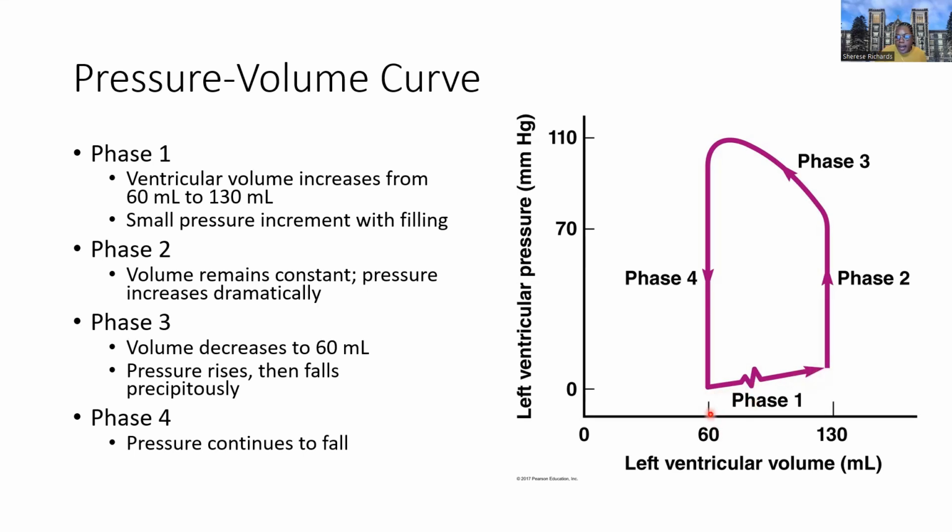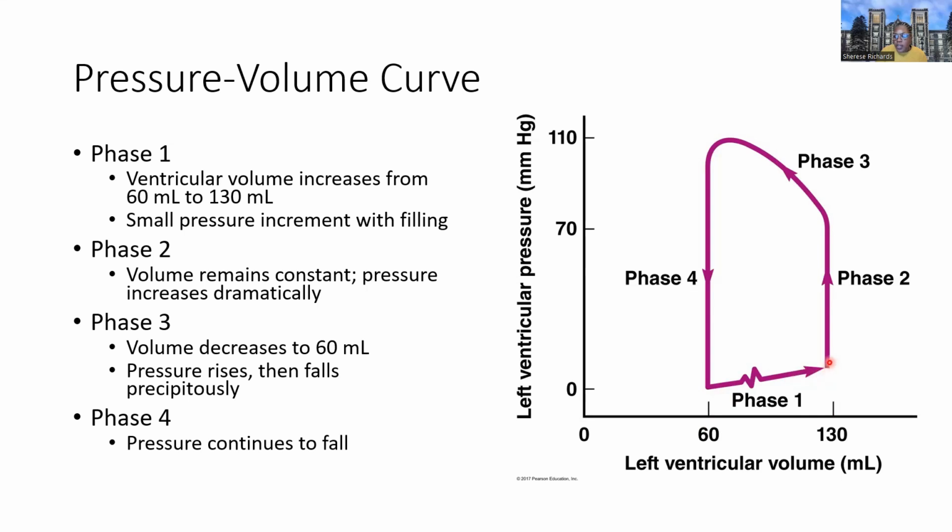And because the ventricles are never empty, we start at 60 mLs instead of 0. And we fill to about 130 mLs as our total end diastolic volume. So this is our end systolic volume, 60. This is our end diastolic volume. And this is the beginning of filling, or phase one.